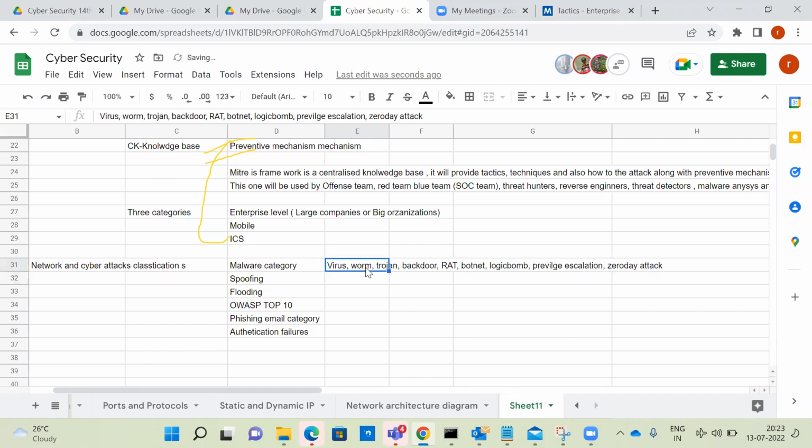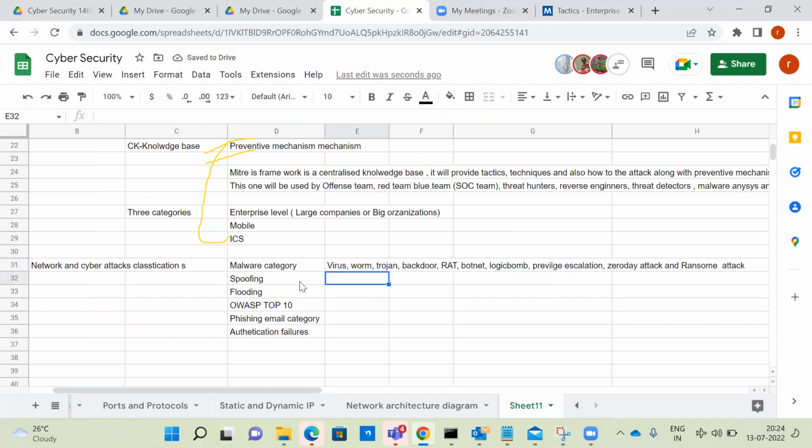It's an entire question, guys. What is malware, and can you give 3 or 4 examples of the malware category? Now you have to say malware is nothing but malicious software program code. Examples are virus, worm, Trojan, backdoor, RAT, botnet, and a very important thing I forgot, ransomware attack. So that is about malware category.